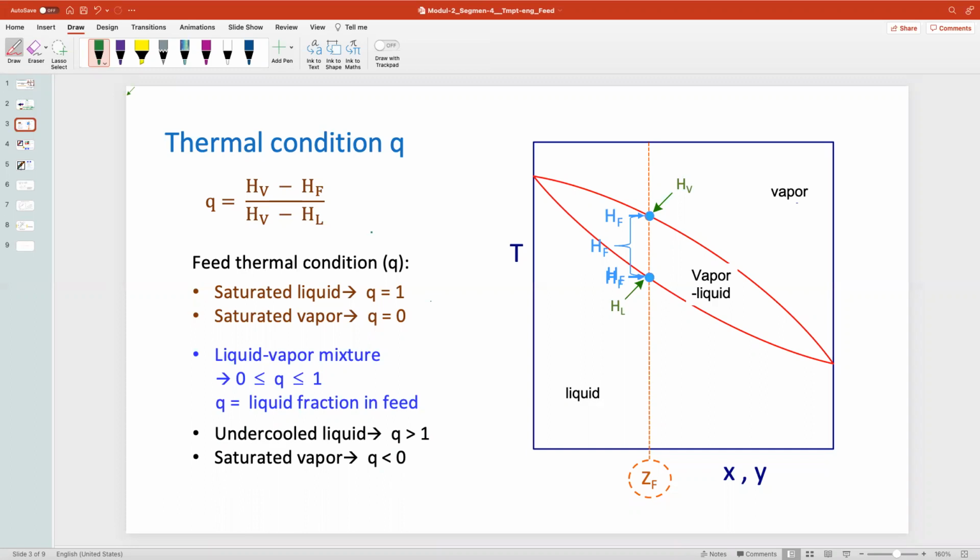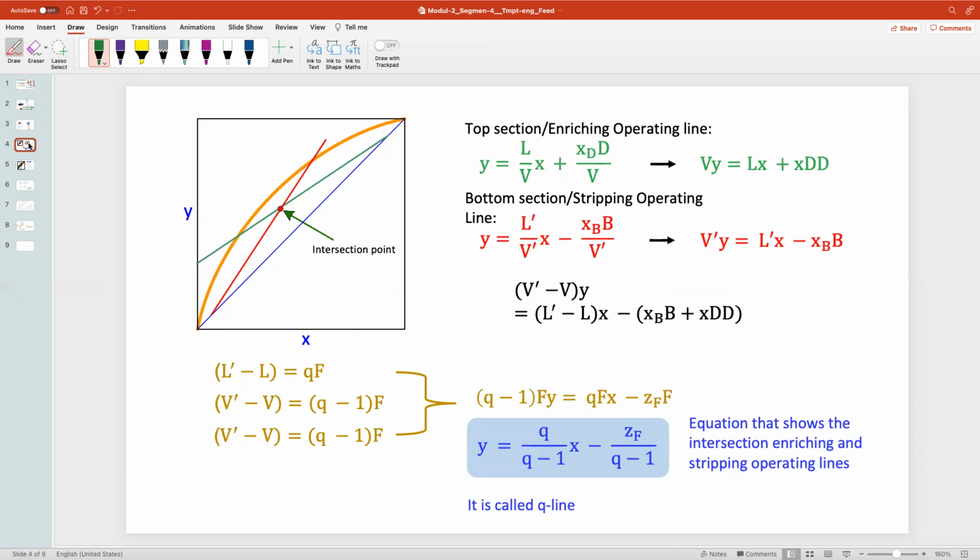Okay, so why do we have to calculate the thermal condition? Now that's very interesting. The engineers try to make a line, to find something in correlation with the graph. So here, if the top section enriching operating line is this one, the bottom section is this one. It's basically by looking at those correlations.